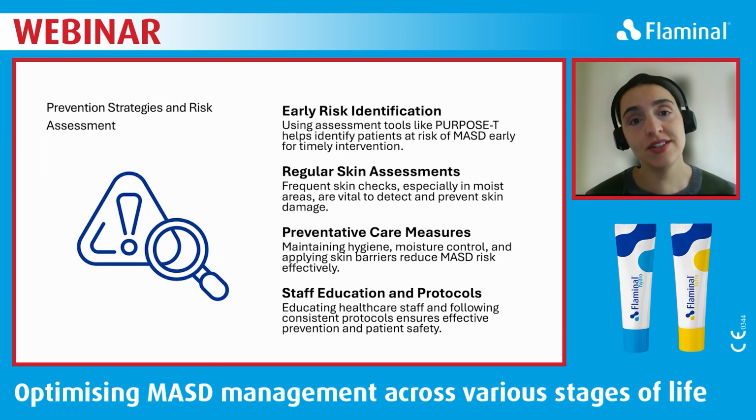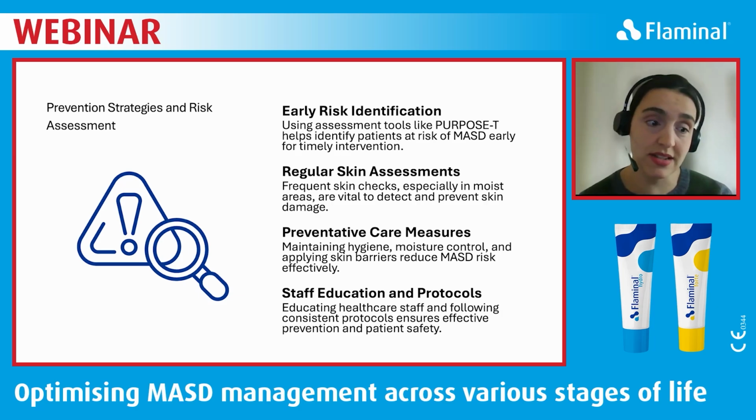So prevention strategies and your risk assessments. Preventing MASD begins with early identification of at-risk patients and implementing proactive measures. Risk assessment tools such as Purpose 2, which you might be familiar with, can help clinicians evaluate the vulnerability based on moisture exposure, their mobility, and their skin condition.